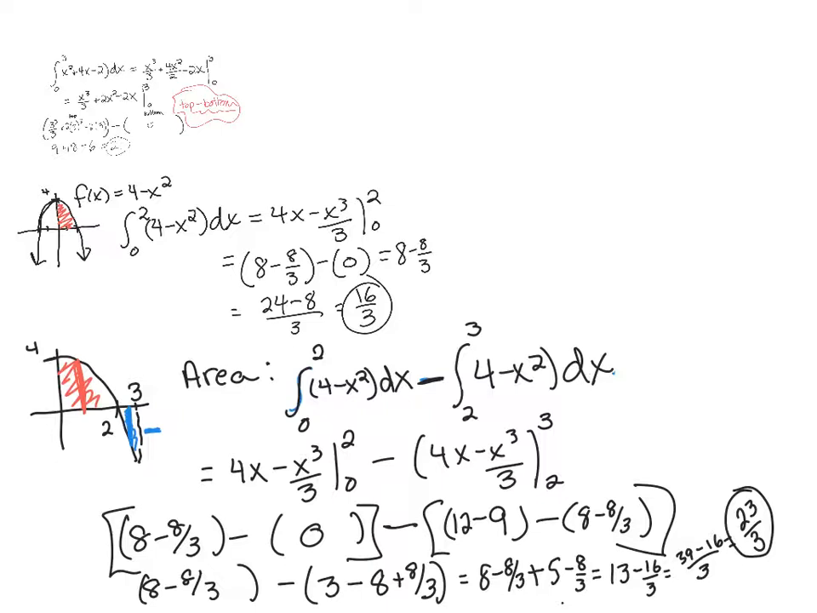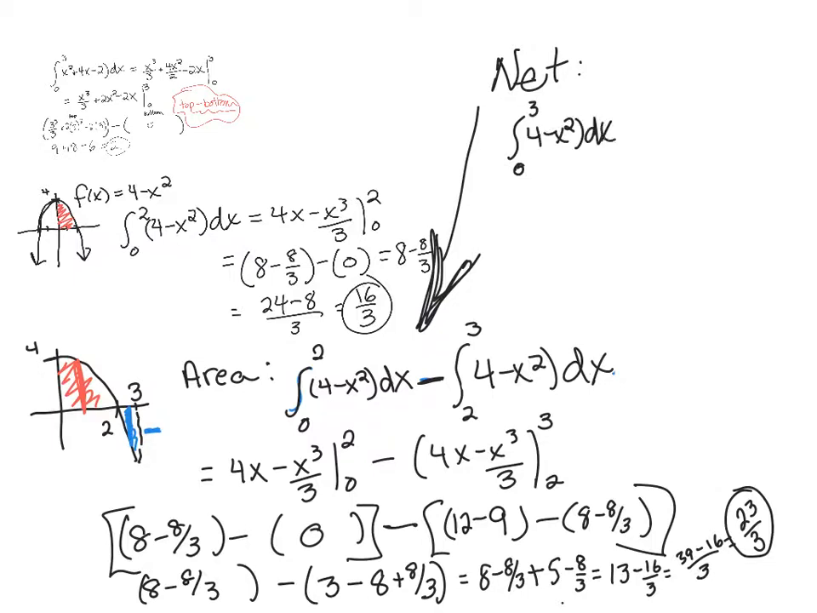What if I wanted to just find the net? In other words, just do the definite integral for this guy right here. In this case, if we just integrate from 0 to 3, 4 minus x squared, we're doing this to see what difference it makes. 4x minus x cubed over 3, are you sick of that yet? From 0 to 3. When we plug in the 0, it's 0, so all we have to do is plug in the 3. 12 minus 9 equals 6.